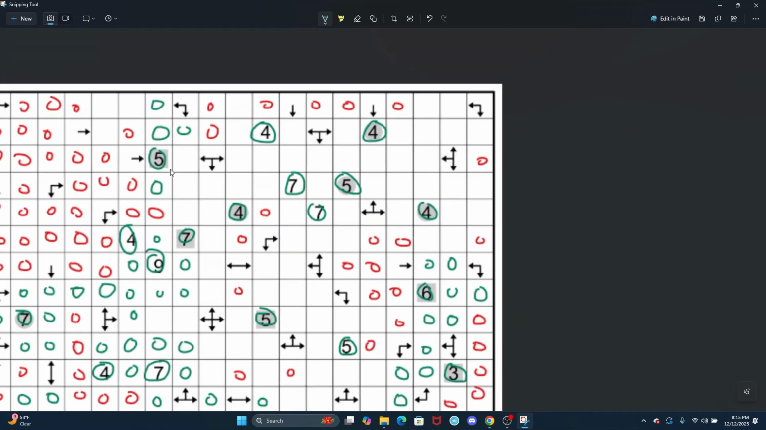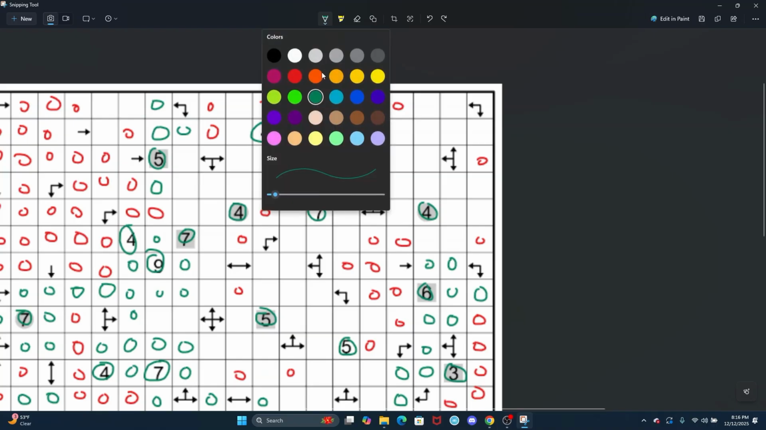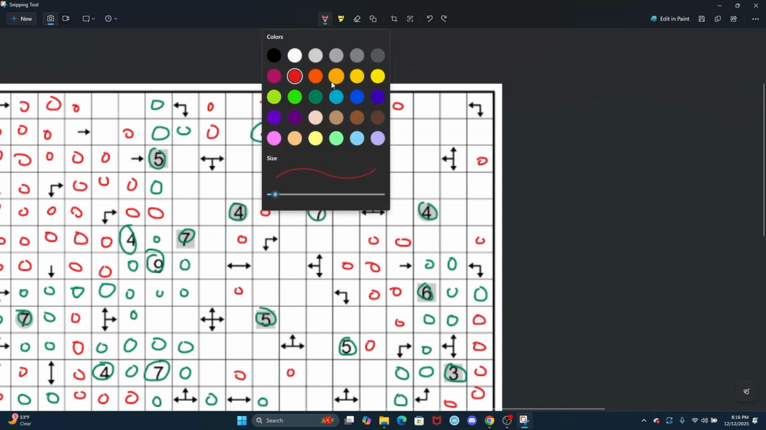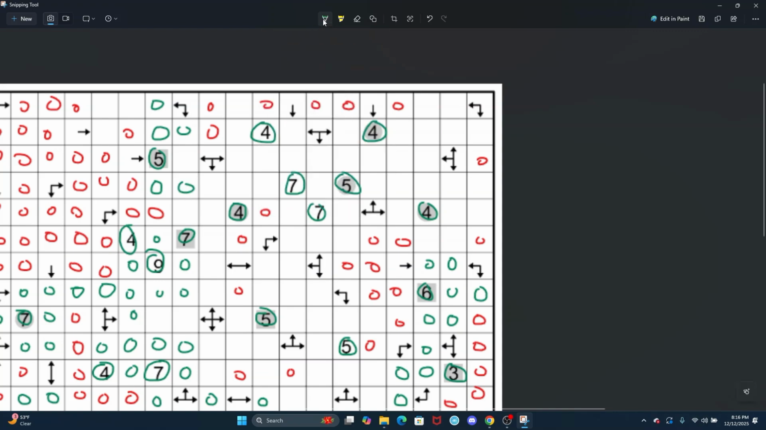If we look at this 5 and this 3x3, it already has 4 green cells in the 3x3. So within these 2 cells, there's 1 green cell and 1 red cell. Let's imagine that this cell was red. Then this entire region will be boxed off, which we don't want, right? So that means this cell should be green, and so this cell should be red.